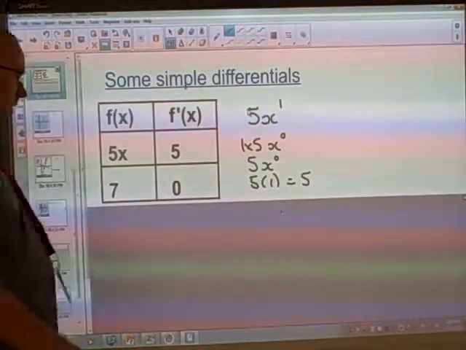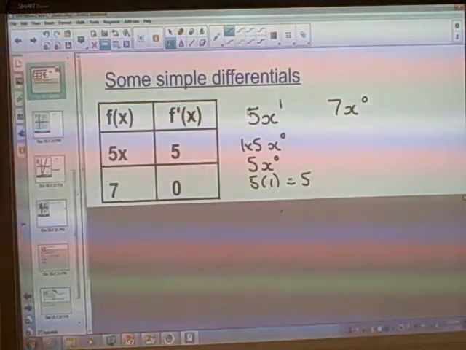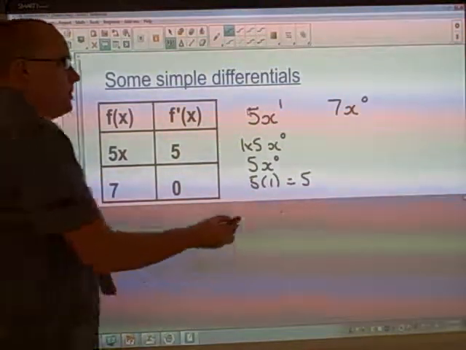Now if I have 7, technically this is 7x to the power of 0, with x to the 0 being 1, 7 times 1 is 7. Bring the power to the front.